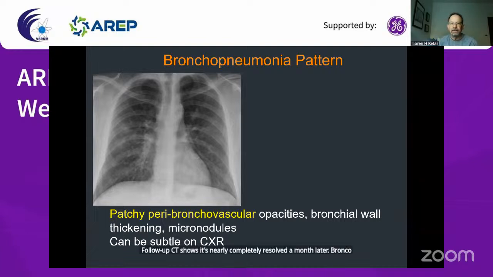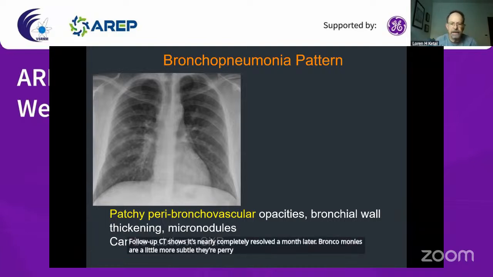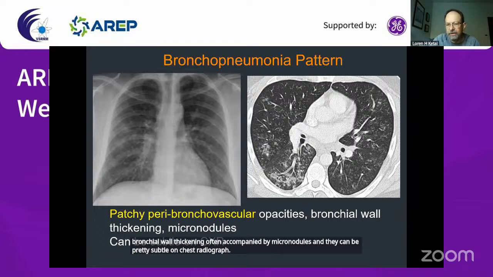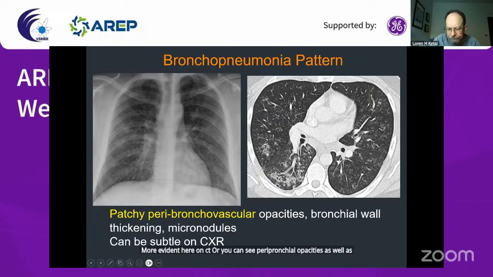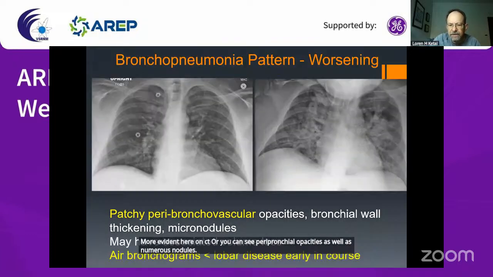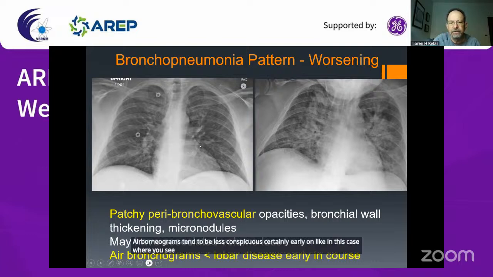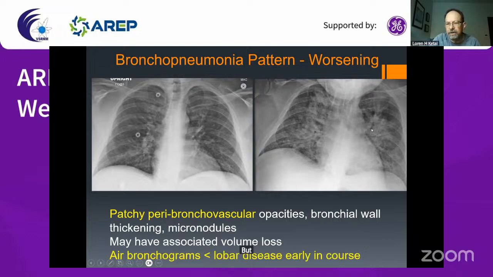Bronchopneumonias are a little more subtle. They're patchy peribronchial opacities and bronchial wall thickening, often accompanied by micronodules. And they can be pretty subtle on chest radiograph, more evident here on CT, where you can see peribronchial opacities as well as numerous nodules. Air bronchograms tend to be less conspicuous, certainly early on, like in this case, where you see mainly peribronchial opacities and bronchial wall thickening. But as the disease progresses, air bronchograms can become more conspicuous.